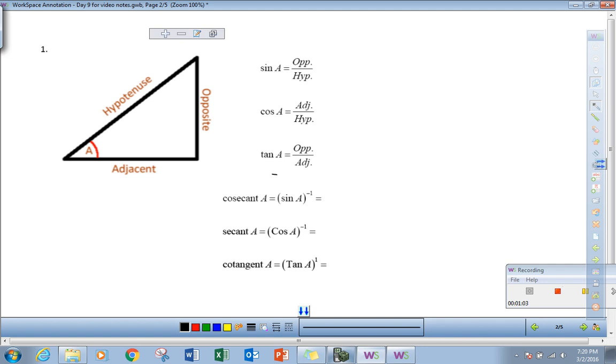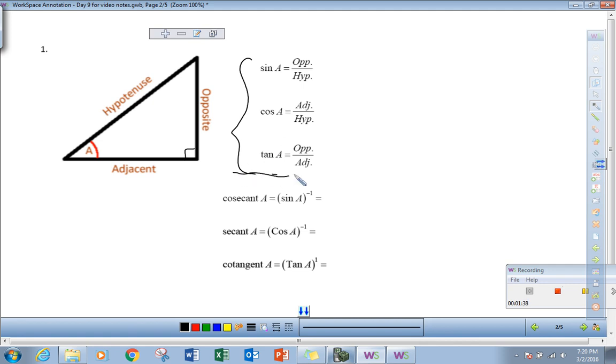What I've done here, guys, is I'm showing you a right triangle with angle A. And then I put something right here that you already know. I just defined for you sine, cosine, and tangent. You remember sine is the opposite over the hypotenuse. Cosine is the adjacent over the hypotenuse. And the tangent is, of course, the opposite over the adjacent. Those are our three main trig functions.